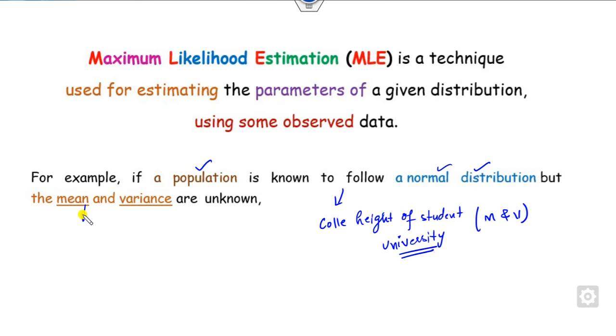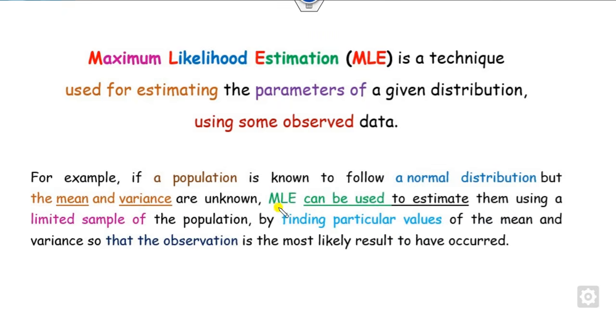So that means the mean and variance are unknown. So how can you do that? We will take one sample, some students, and then we will try to estimate whether that mean belongs to them or not. So MLE can be used to estimate them using a limited sample of the population. That's the purpose of this MLE. That is, whenever you want to find the population mean, population parameters, we use the MLE as the estimation.